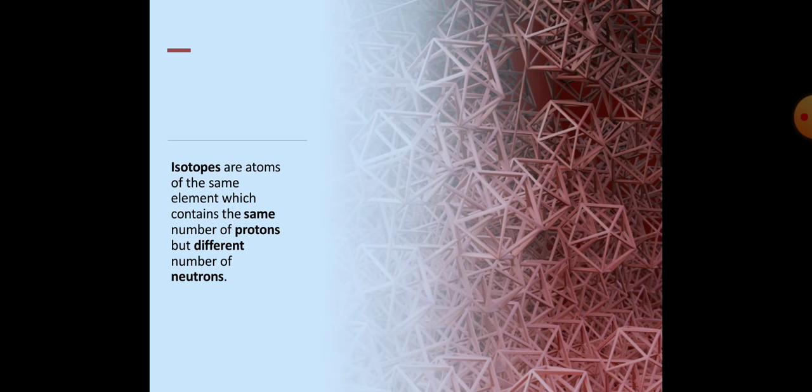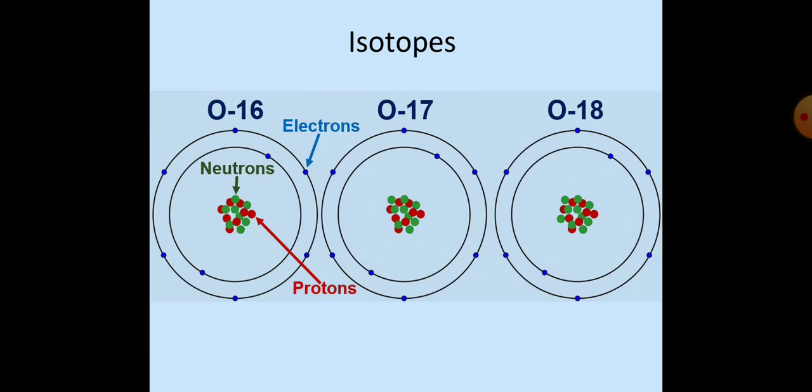Okay, so it is because for us to better understand what isotopes are. Based on definition, isotopes are atoms of the same element which contain the same number of protons but different number of neutrons. I'm pretty sure you've encountered this during your junior high school, pero i-discuss natin sila here, okay? Take a look at this oxygen.